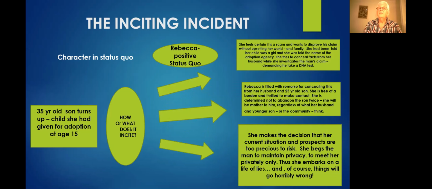And the last one, she makes the decision that her current situation and prospects are too precious to risk. She begs the man to maintain privacy, to meet her privately only. Thus, she embarks on a life of lies. And of course, things will definitely go horribly wrong. Three totally different scenarios there.